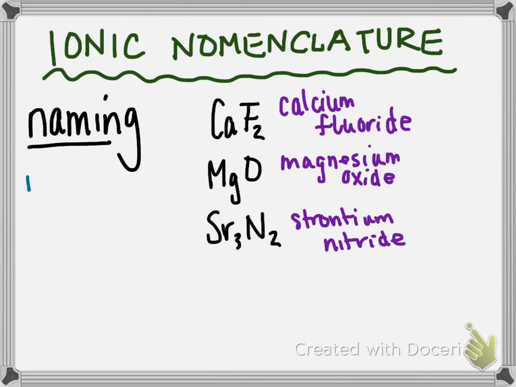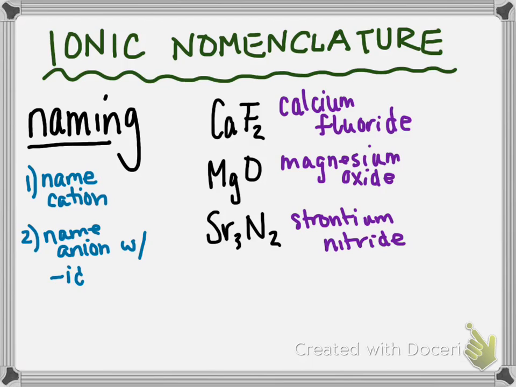What you should have figured out is that the first thing that we do is we name our cation. You could say either we name the cation or we name the metal. Cations and metals are the same thing, and it's whichever makes the most sense to you to think about. The second thing we do is we name our anion. Again, you can say that we name our anion or we name our nonmetal.